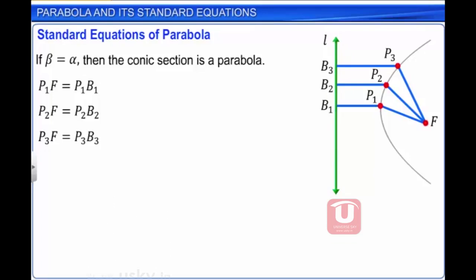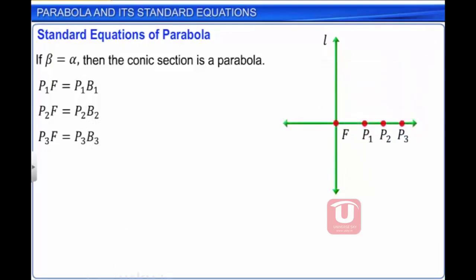Remember that the curve of a parabola forms only if the fixed point F does not lie on the fixed line L. If point F lies on line L, then the parabola becomes a straight line. This is also called the degenerate case of a parabola, explained earlier.